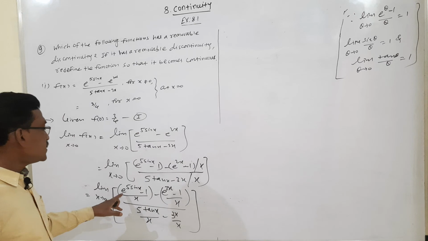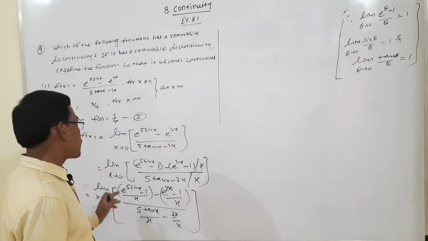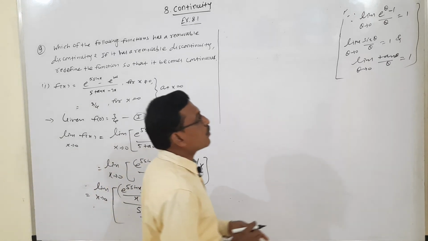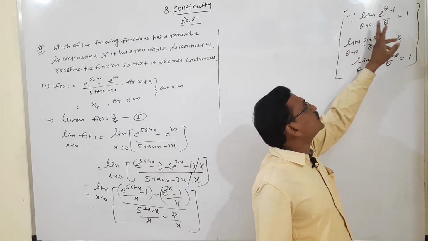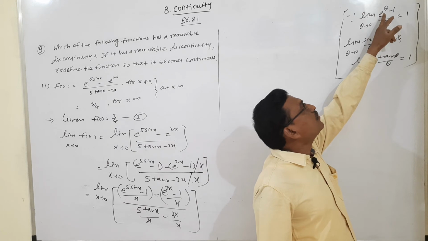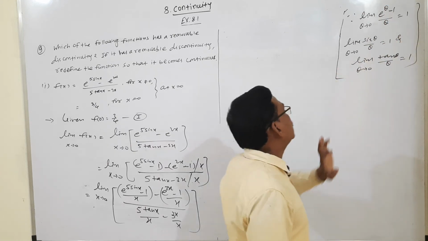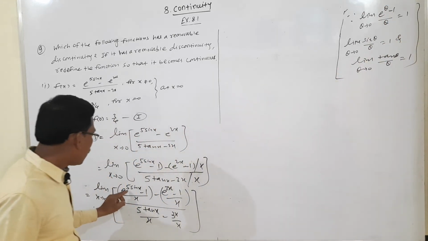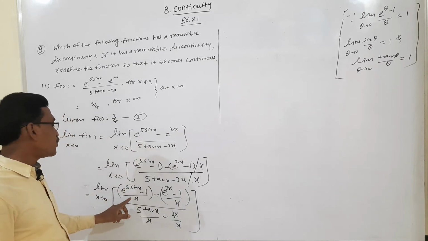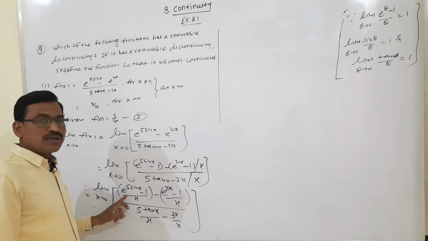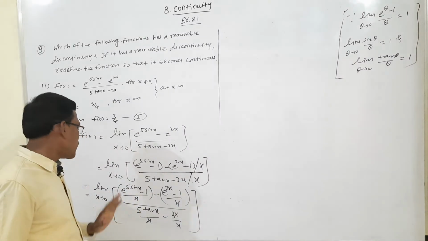Okay, now we adjust here the power of e, the exponential function, because we use here this formula: limit of e raised to theta minus 1 upon theta as theta tends to 0 gives 1. The power of e is theta, and in the denominator also theta. So that's why the power of e is here not x, the power of e is here 5 sin x, so we add this here 5 sin x. So we divide and multiply by 5 sin x here.